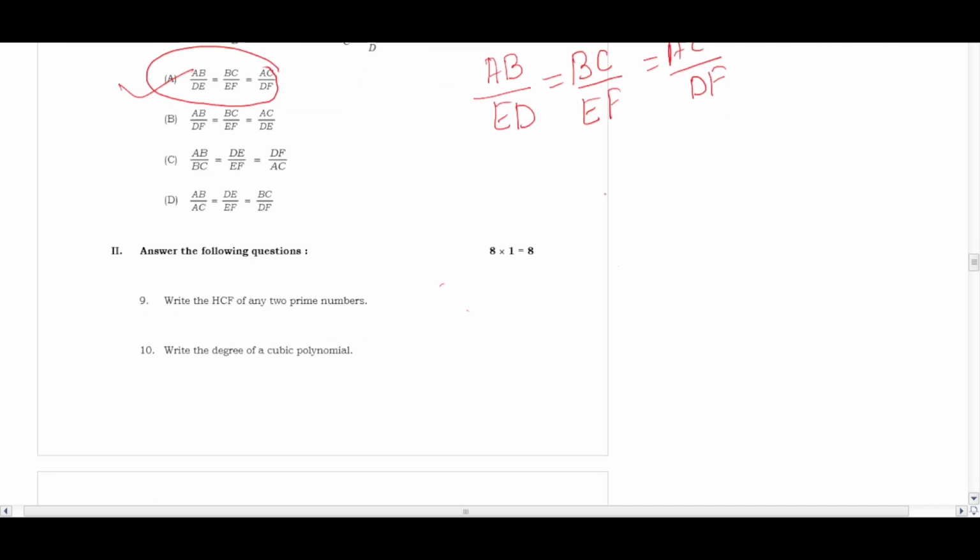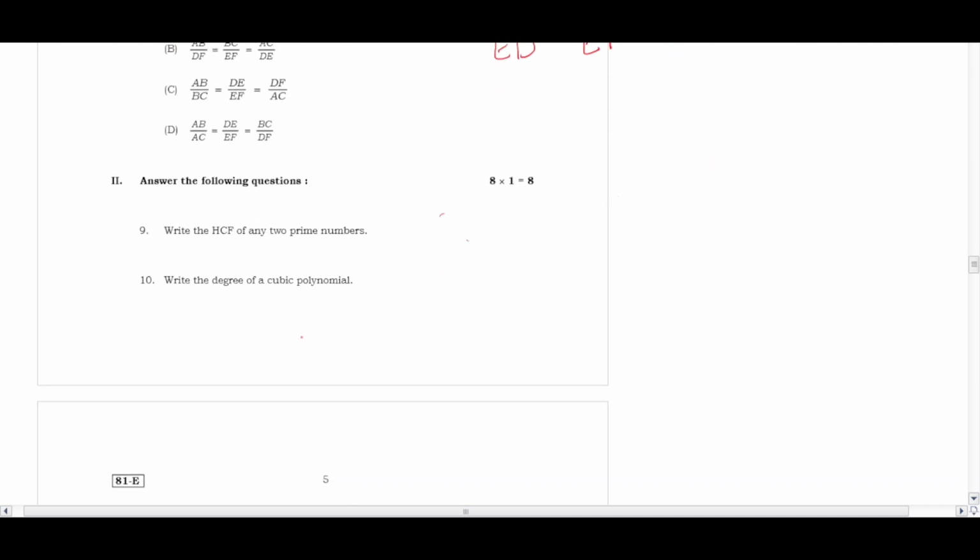Then here 9 number question. The 9 number question is the second main question. This is also a 1 mark question. Then write the HCF of any two prime numbers. You always remember, if two prime numbers, HCF is always 1.